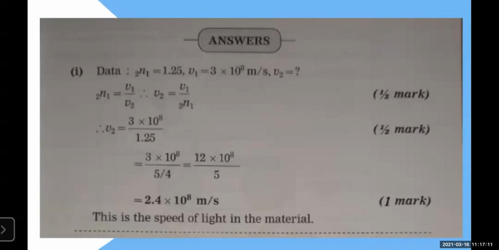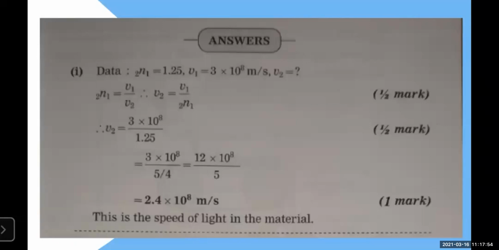So your second to first medium formula is what? Refractive index from second medium to first medium is equal to V1 upon V2, meaning velocity of light in first medium upon velocity of light in second medium. Then shift V2 and cross multiply. So you will get V2 is equal to V1 upon refractive index from second to first medium. Now substitute the values. V1 we know, 3 into 10 raised to 8, upon the refractive index from second to first medium, which is given as 1.25, that we are substituting.